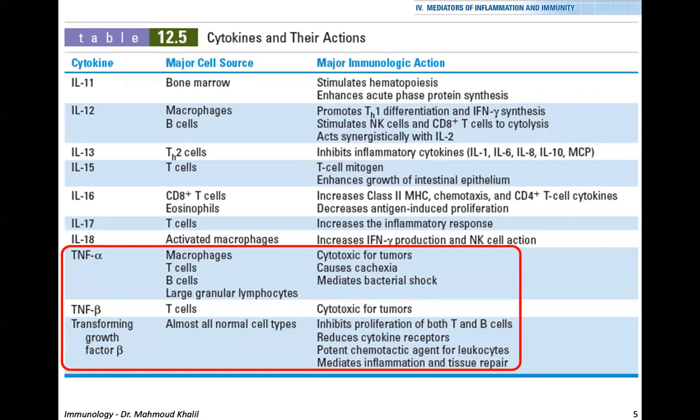For transforming growth factor beta, it is secreted from almost all normal cell types, and it's an internal machinery that inhibits proliferation. This cytokine will activate internal machinery to inhibit the proliferation of both T and B cells. It's kind of like a brake for the immune system. It reduces cytokine receptors. It is a potent chemotactic agent for leukocytes, and it also mediates inflammation and tissue repair.